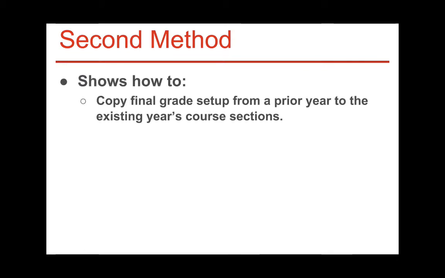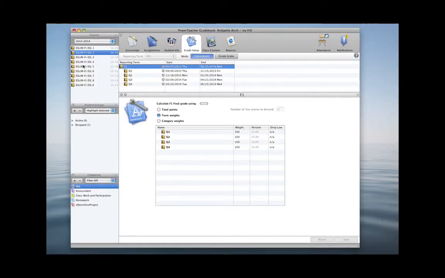The second method involves copying the final grade setup from a prior year to the existing course sections. If you used PowerTeacher prior to this school year, and you are certain that your gradebook was set up with the correct categories and the appropriate weights, then I'll show you how to simply copy that information from your prior year's gradebook setup to the existing school year.